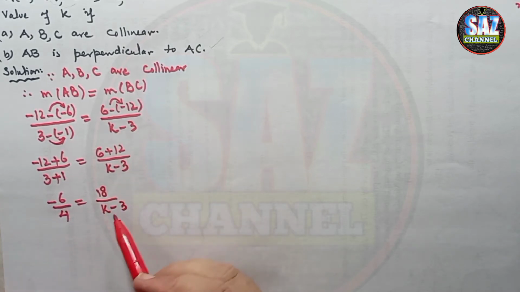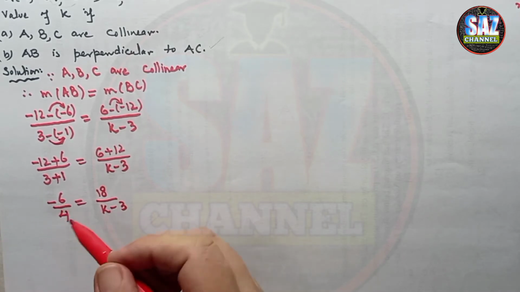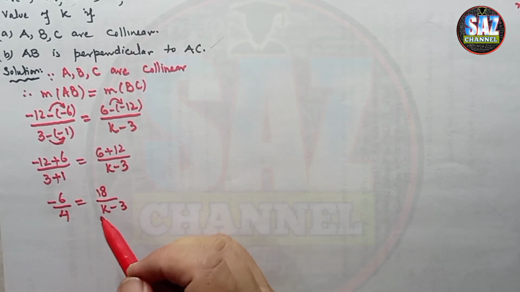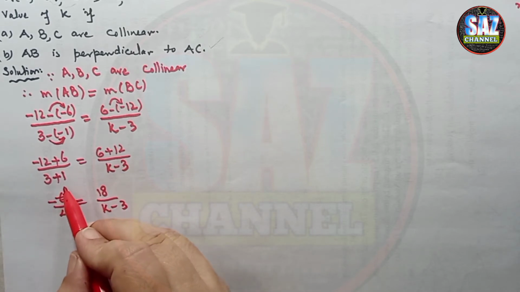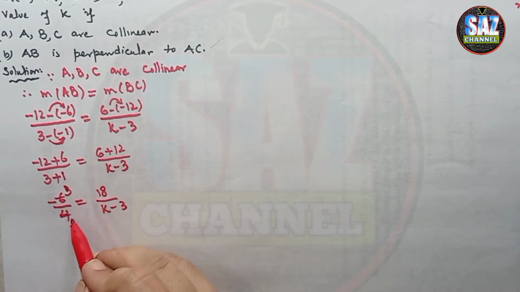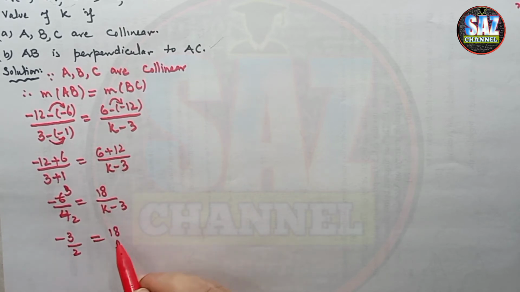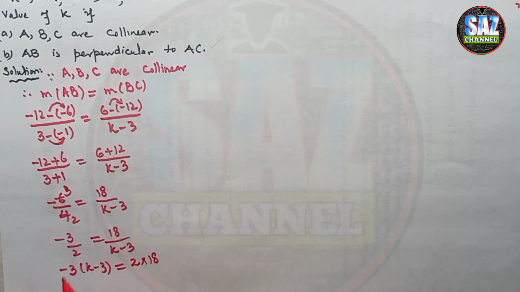Now it's your choice. Either you can go for cross multiplication, or you can simplify this. 2 3s are 6 and 2 2s are 4, so minus 3 by 2 equals 18 over k minus 3. Go for cross multiplication now. Minus 3 into k minus 3 equals 2 multiplied by 18, and now shift minus 3 to the other side. k minus 3 equals 36 by minus 3.